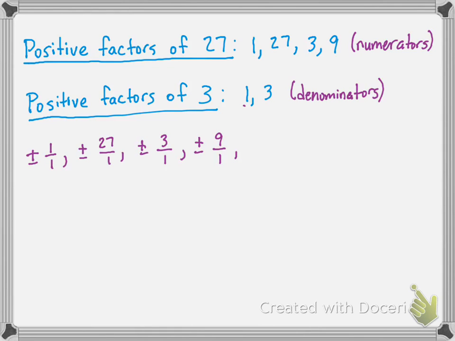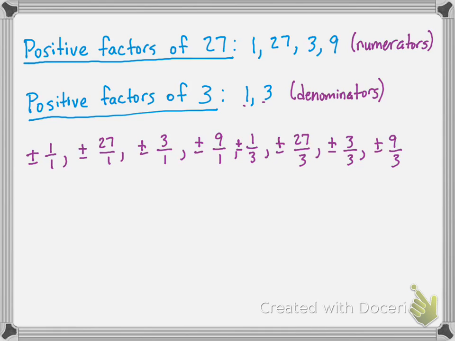Now I'm going to do the same thing. I'm going to put each one of those factors of 27 over the second factor of 3, which is 3. So I'm going to do 1 over 3, and I've got to do the positive and negative. Positive or negative 27 over 3. Positive or negative 3 over 3. And last, positive or negative 9 over 3. All right, and so now I have done this where I don't have any more positive factors of 3, so I've done every possible combination where 1, 27, 3, and 9 are numerators and 1 and 3 are denominators.